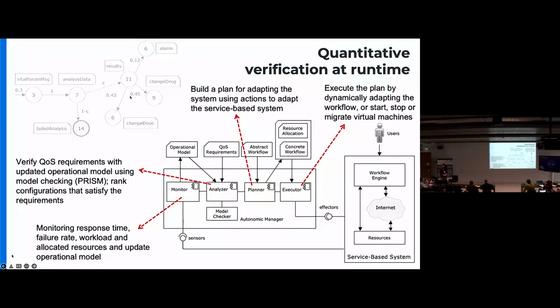I have a comment. You were mentioning this model checking with Prism.